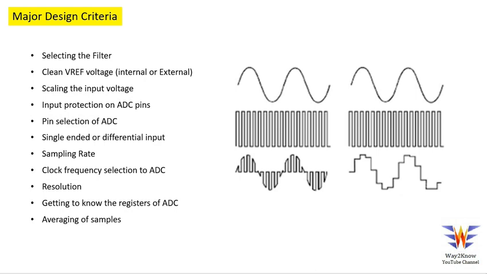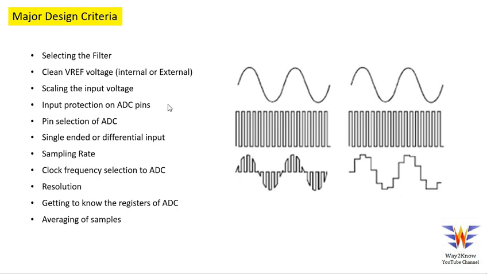And then scaling the input voltage, as we said, if the voltage exceeds 3.3 volts at the input from the sensors. For example, let us assume our ADC reads only 0 to 3.3 volts, and you have a signal which ranges from 0 to 5 volts from a sensor. In that case you have to scale down the voltage and then read it over the ADC. So scaling is also very important.